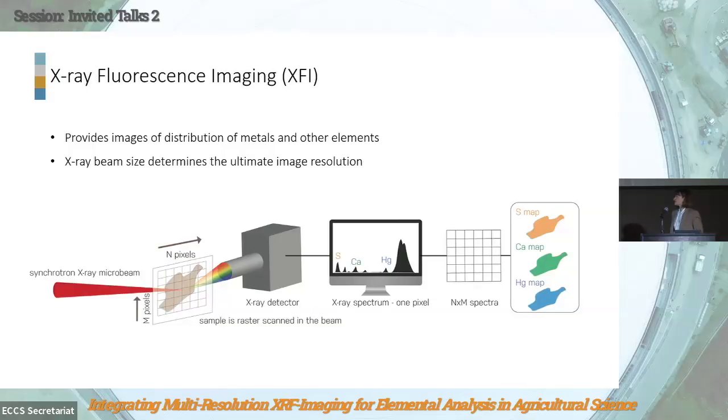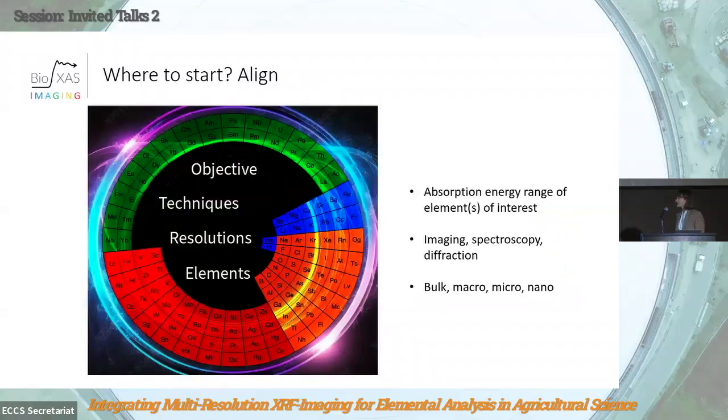The XRF images are built from single pixel X-ray fluorescence spectra, where the peak position represents the energy of the emitted photons of the elements present in the sample, and the height of the peak represents the number of photons at these energies. Then from the sum of spectra, each element can be deconvoluted, and you generate the elemental distribution images. So where to start, how to select a beamline?